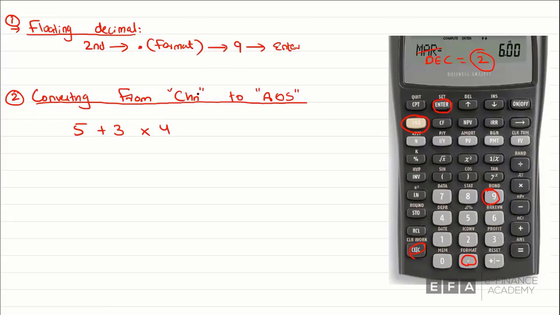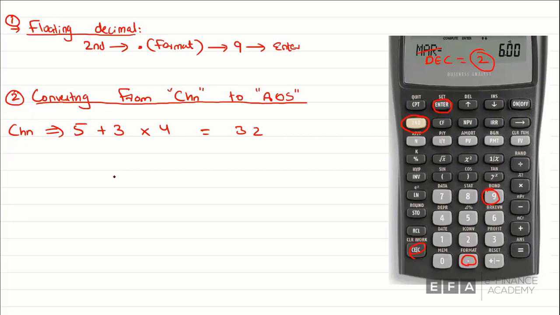If we use the chain rule, which is CHN, according to the chain rule, you should go with the chain. So you will go in order. You will say 5 plus 3, which is 8. 8 times 4 is 32. So according to the chain rule, the answer should be 32.